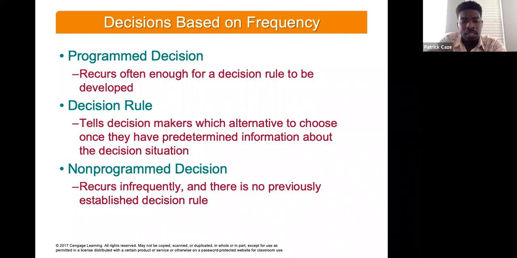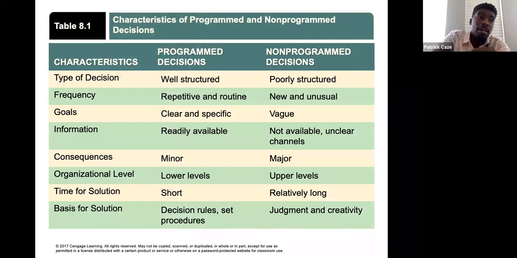A non-programmed decision basically is something that doesn't happen very often, and there's no real set standard or set rule, so you kind of have to go with the circumstances, right? It's more situational than anything else. Since this doesn't happen very often, I probably need to take my time and really look at the factors and circumstances around this particular situation, garner as much information as I can, and then make a decision on what I need to do.